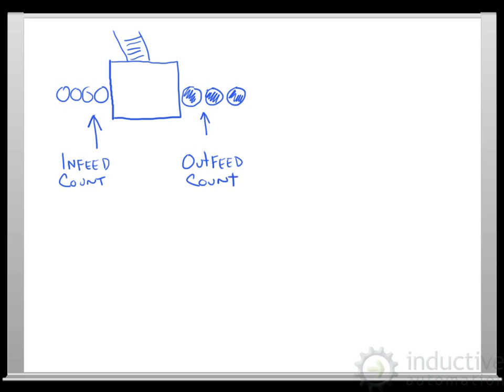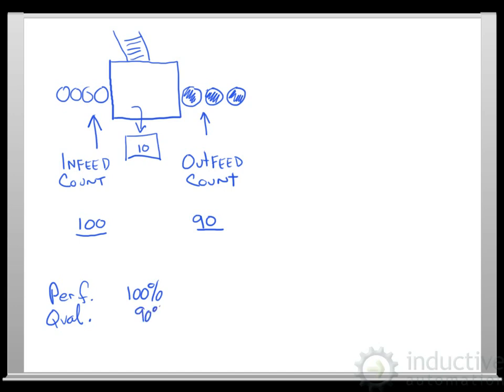So from this we can derive quite a bit of information. For example, if we had 100 empty containers go in and we only got 90 out, and we have a reject table over here, and there's 10 of them out here, then we know that we produced 90 good units. We know we fed in 100, and maybe our standard rate is 100 per minute, and so we know that our performance is 100%, based on standard rate being 100, but we know our quality is only at 90% because we only got 90% of them out here. So we can derive quite a bit of information from these two counters here.